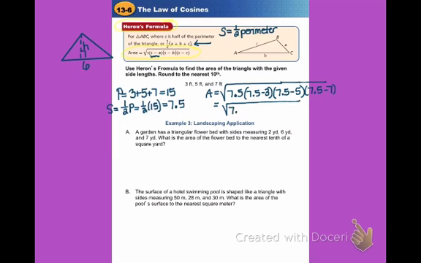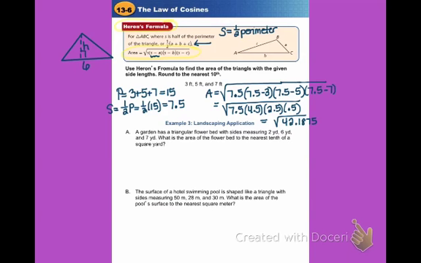So I have 7.5 times, well, 7.5 minus 3 is 4.5. 7.5 minus 5 is 2.5. And 7.5 minus 7 is 0.5. So now I can just go to my calculator, figure out what all that is, and take the square root of it. So 7.5 times 4.5 times 2.5 times 0.5 turns out to be 42.1875, and then all I have to do is take the square root of it, and that will be my area.